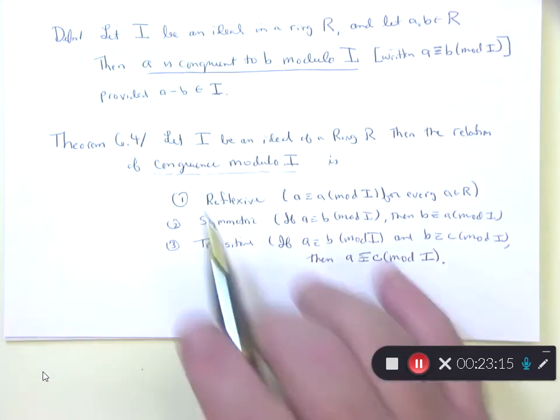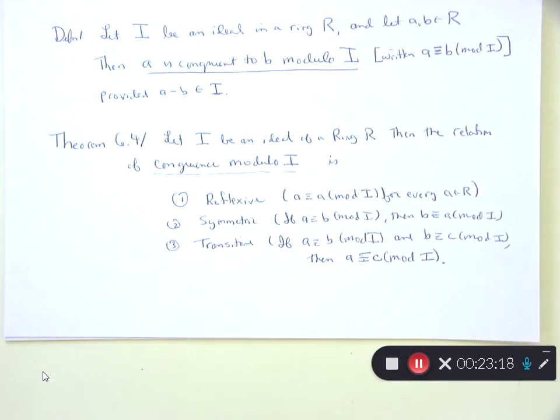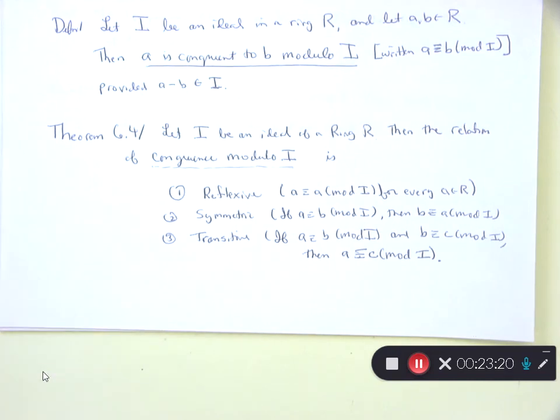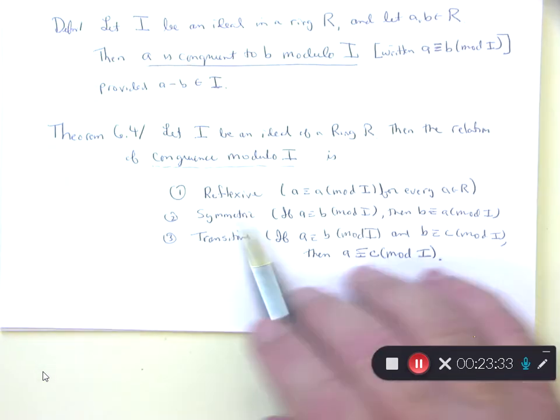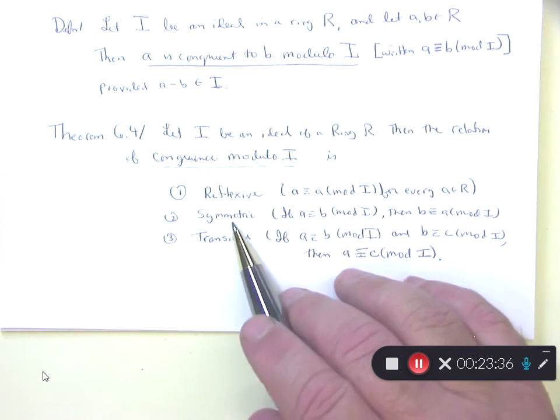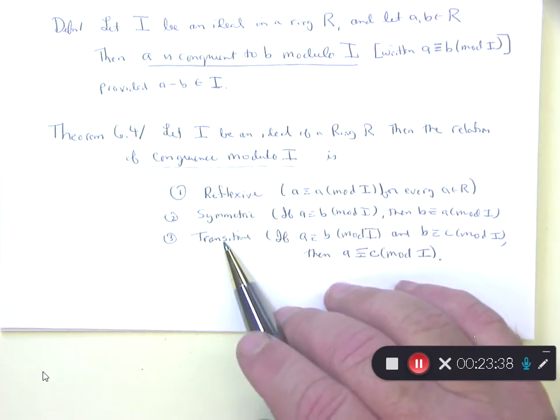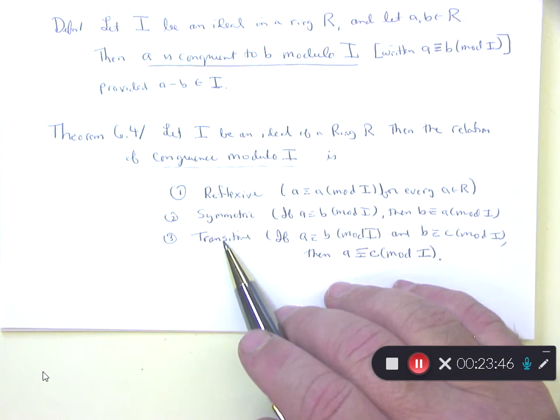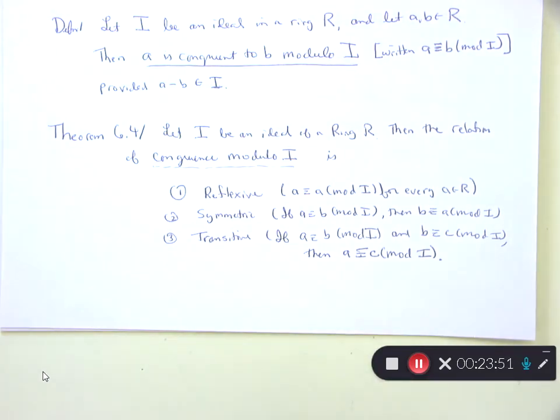So we have a theorem, and you should catch a pattern on this stuff, because that's what modern abstract algebra is all about. Theorem 6.4 says this: let I be an ideal of a ring R. Then the relation of congruence modulo I is 1, reflexive, 2, symmetric, and 3, transitive. It's going to create equivalence classes. And if I've got equivalence classes and I can somehow figure out a way of adding and multiplying, I can create new rings out of this thing. So with these ideals, I can create new rings.